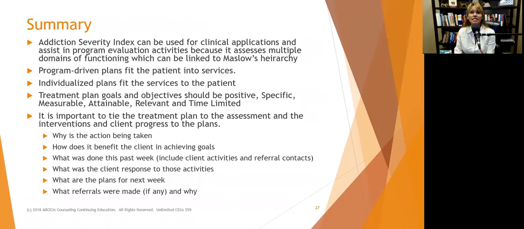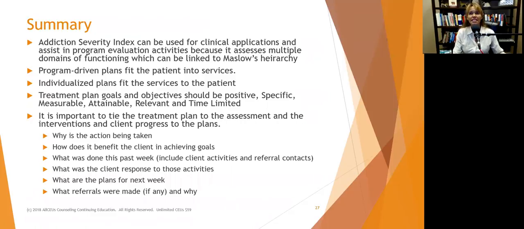It's important to tie the treatment plan to the assessment and the interventions and client progress to the plans. So we want to make sure that anybody who's reading this plan understands why the action is being taken. How does it benefit the client in achieving his or her goals?